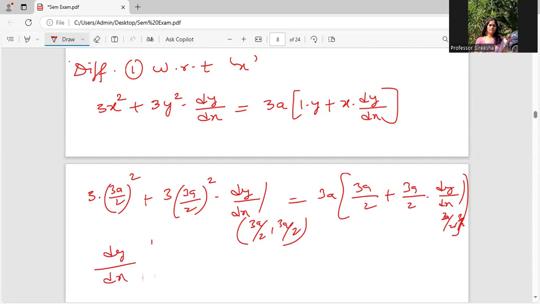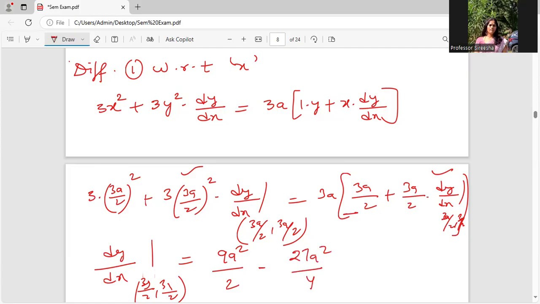dy by dx at 3a by 2, 3a by 2. Okay, so I'll be collecting the first derivative terms. This one is there and this one is also there. This term would be 9a square by 2, and then this term would be minus 27a square by 4. And then when I collect this term and this term, I'll be having two different things, and that would give me that value.